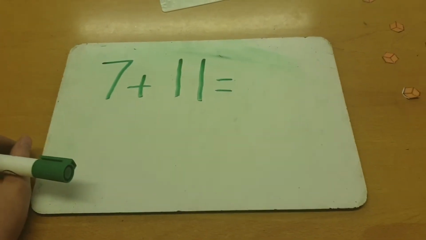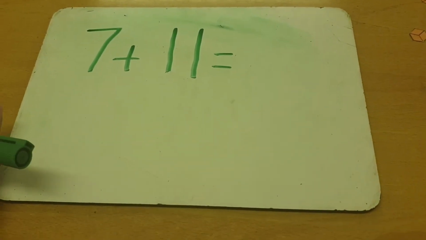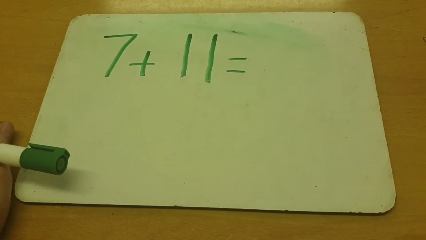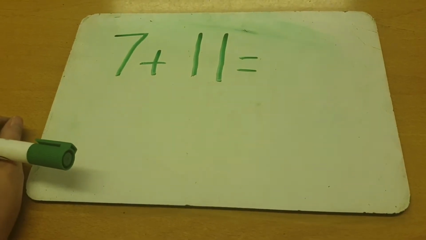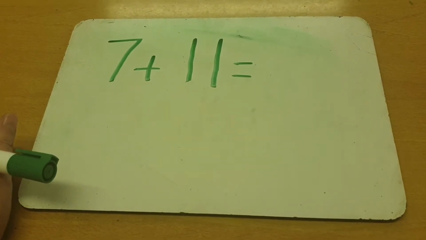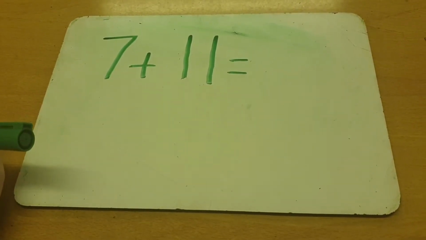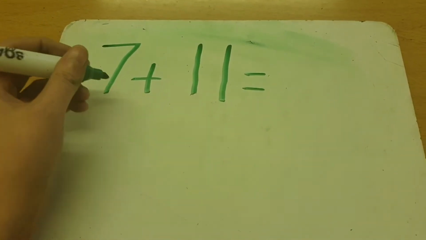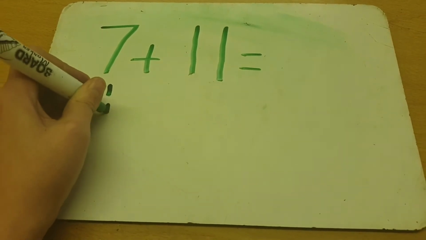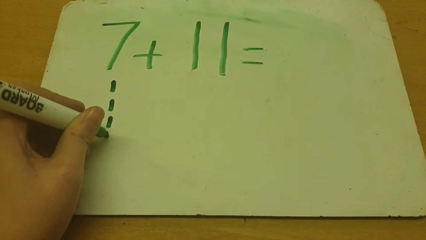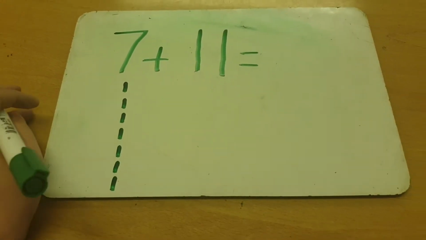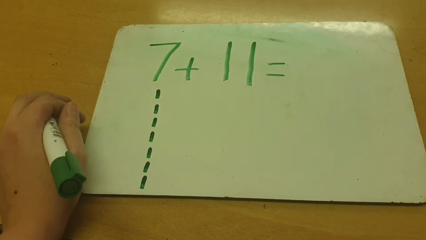So here I have 7 add 11 equals. So remember what I said, we're going to be drawing our tens and ones today to help us solve our sums. So let's start by drawing the ones because we always focus on the ones first. So how many ones does 7 have? Brilliant, it has 7 ones. So I'm going to draw 7 little lines underneath. 1, 2, 3, 4, 5, 6, 7. And I've made them little so I know they're ones.